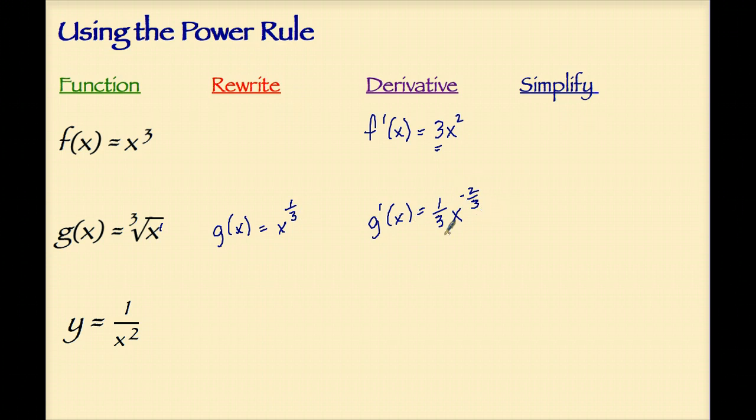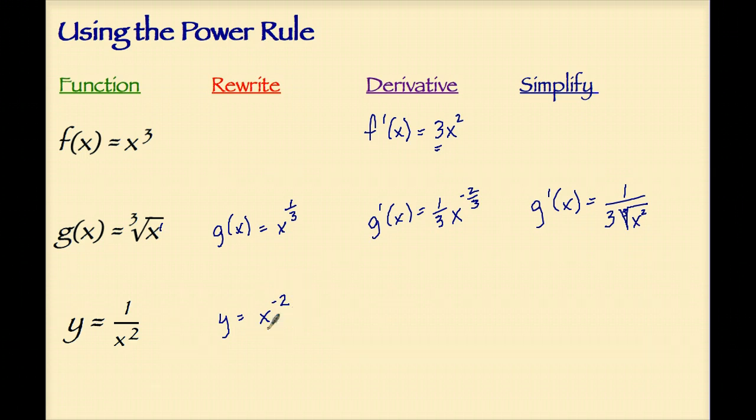Now let's simplify this answer. Since we have a negative exponent, it really indicates that this quantity should be in the denominator of the fraction. So g prime of x is equal to 1 over the 3 drops to the denominator and the cubed root of x squared drops to the denominator. In our third and final function here, we are able to rewrite it as x to the negative 2.